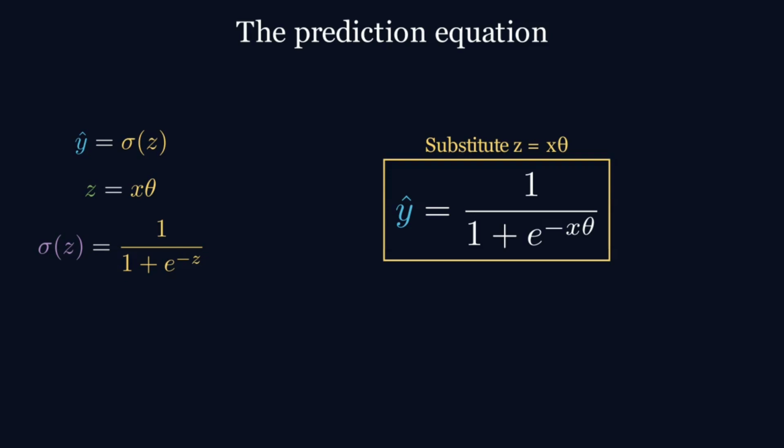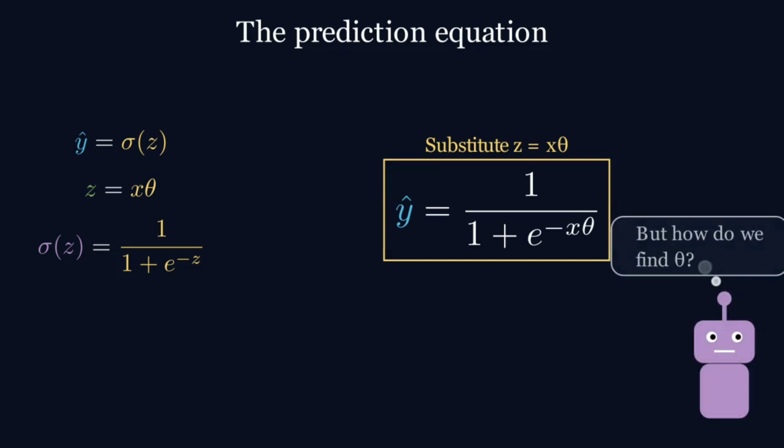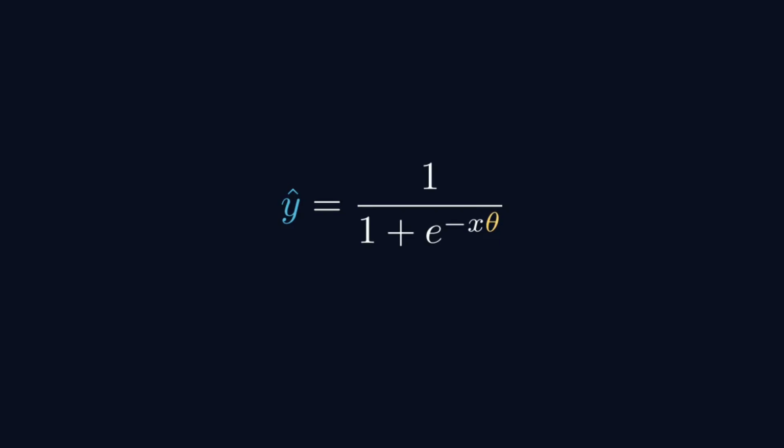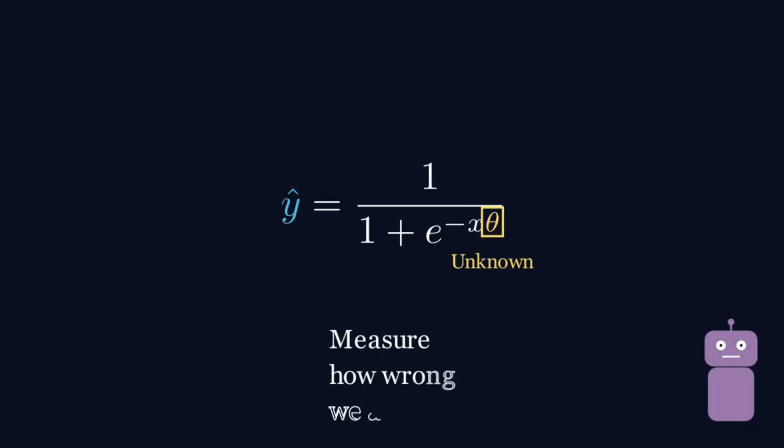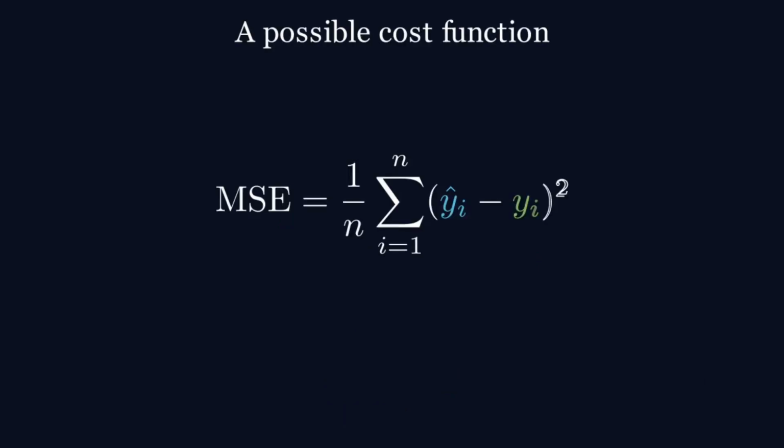But there's still a mystery. Those weights, the theta vector we're talking about, where did they come from? How did the model decide which features matter? How does it learn? To answer that, we need to talk about the cost function. So we have our equation, but we still need to find the weights, the theta vector. And to find the weights, we need to measure how wrong we are. You might already have an idea.